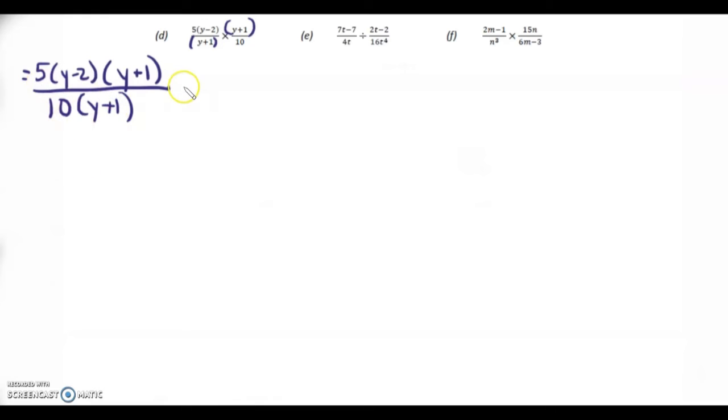Okay, so D. We have multiplication here. I'm going to bracket the y plus 1s. So I'm just going to put these all together. 5, y minus 2, y plus 1, over, I'm going to bring the 10 out front. I personally like the monomials out front. It's easier to read. So the restriction already is y cannot equal -1. These cancel. 5 over 10 cancels to 1/2, so the 2 is in the denominator, and we're left with y minus 2 over 2, such that y does not equal -1.